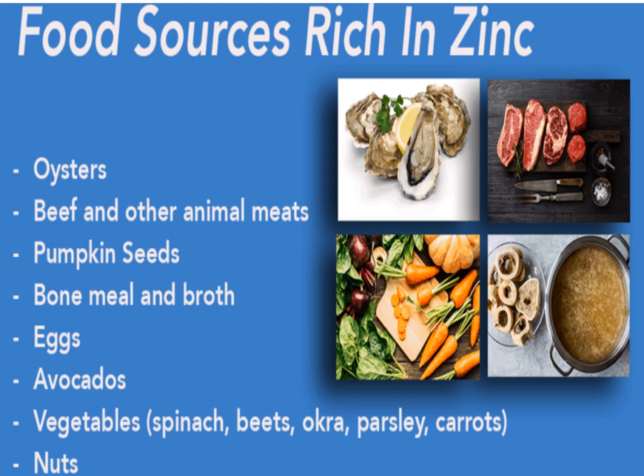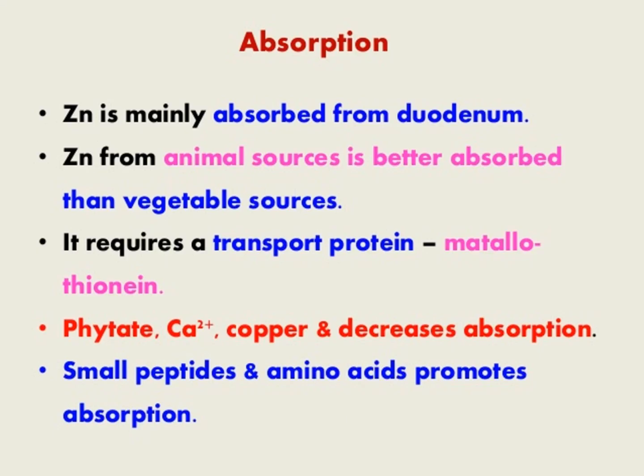This picture shows you the variety of foods which are rich in zinc, and among these we have oysters, beef, animal meats, pumpkin seeds, bone meal and broth, eggs, avocado, vegetables, among those beets, carrots, and nuts. Now remember one thing, zinc which is taken from animal sources is absorbed more efficiently as compared to the one which is consumed from plant sources.